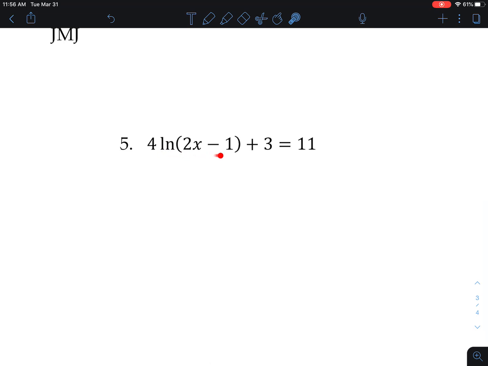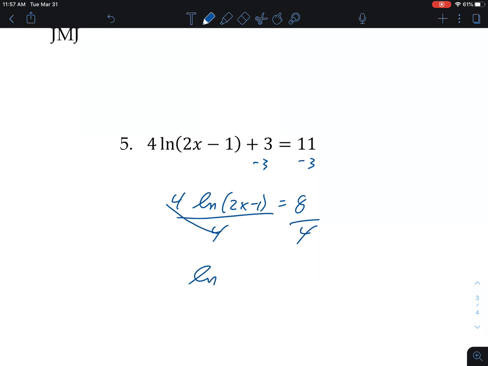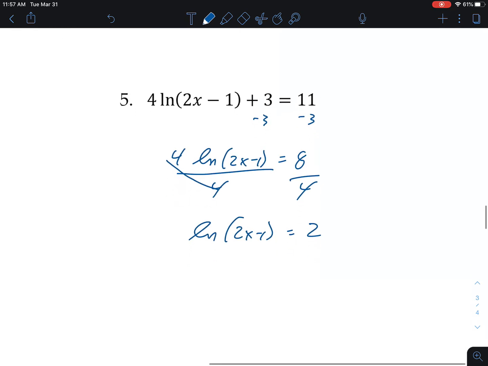Again, as we saw before, you want to get the natural log by itself. Subtract 3 from both sides. 4 natural log of 2x minus 1 is equal to 8. Just like if you were solving for x, you want to make this by itself, and then we can redo our evaluation. Divide both sides by 4. The natural log of 2x minus 1 is equal to 2.